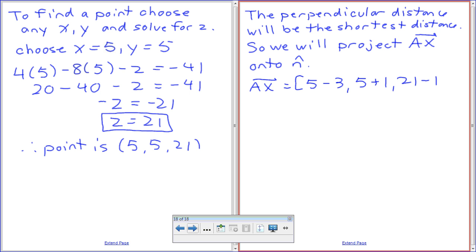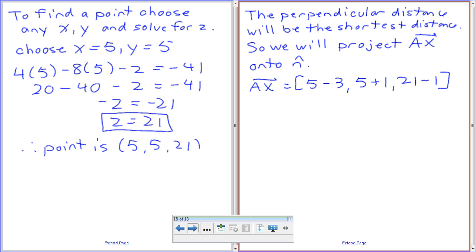minus 1. Now I'm going to get out of the way. I want to make sure this is clear for people here. Can someone explain to me where I got AX from? What are the 2 points that I used? Point A, which is given in the original question, and point X, which we just found.